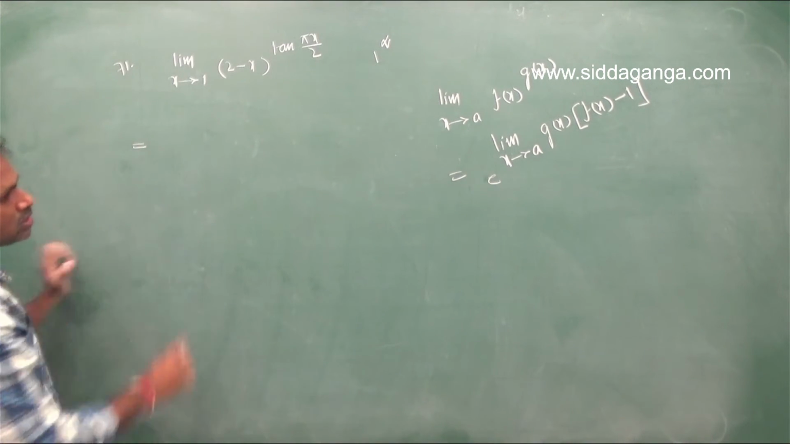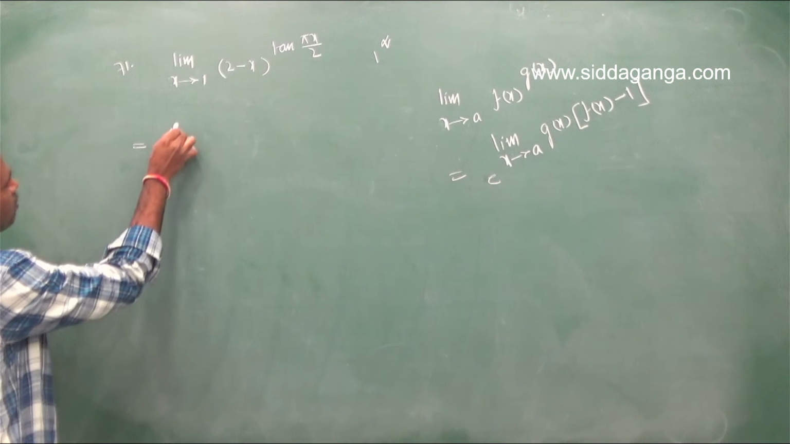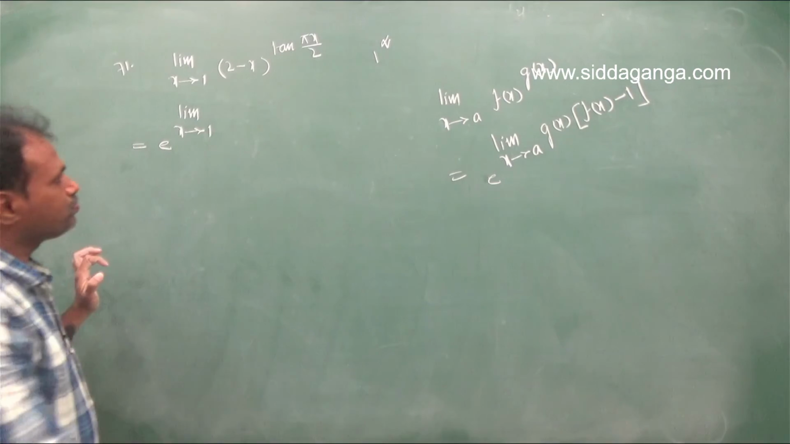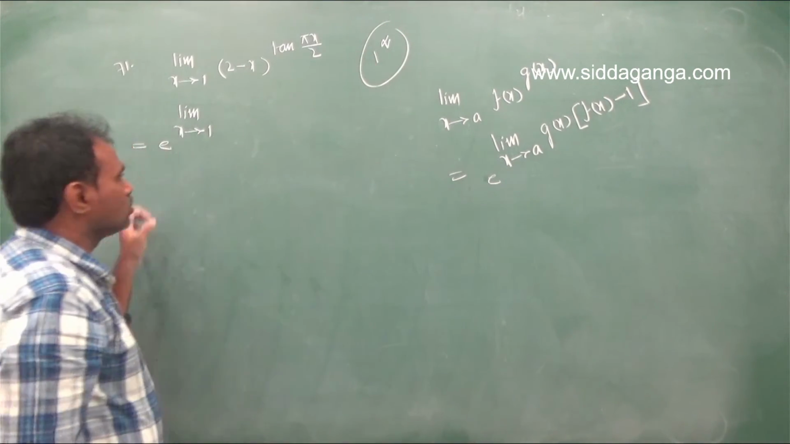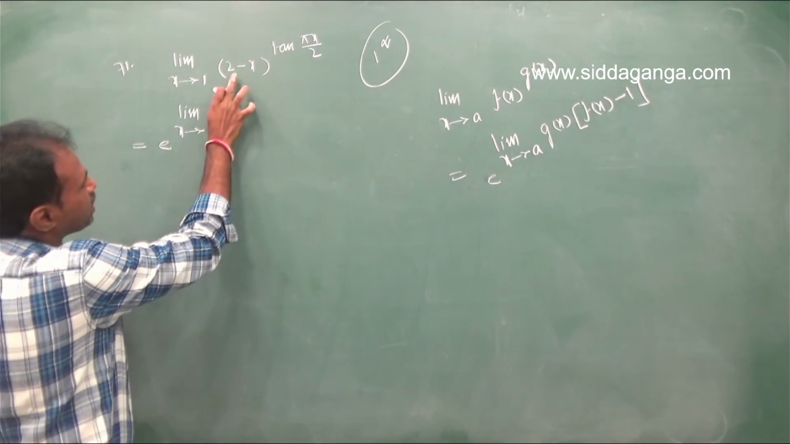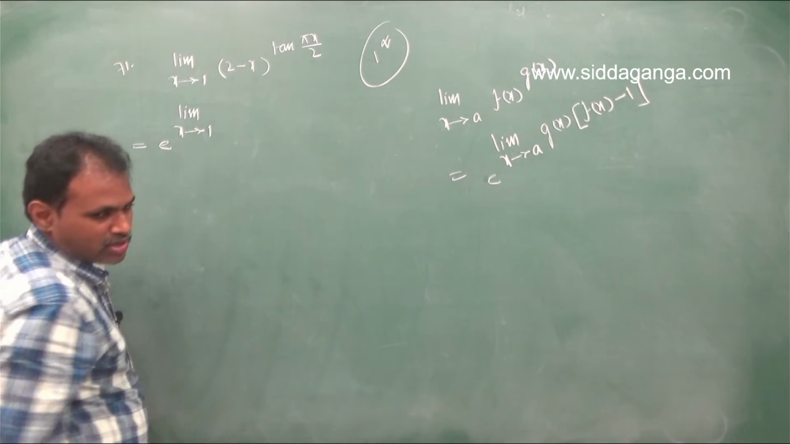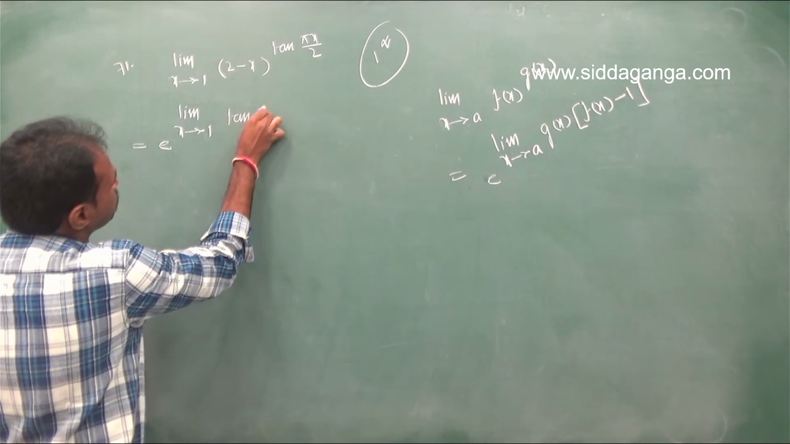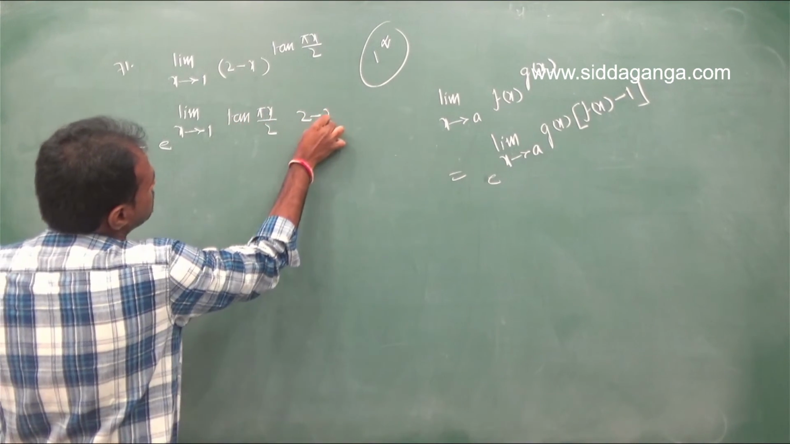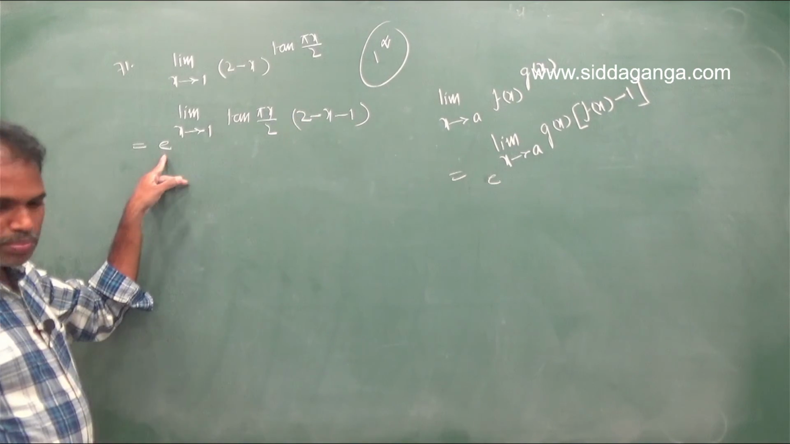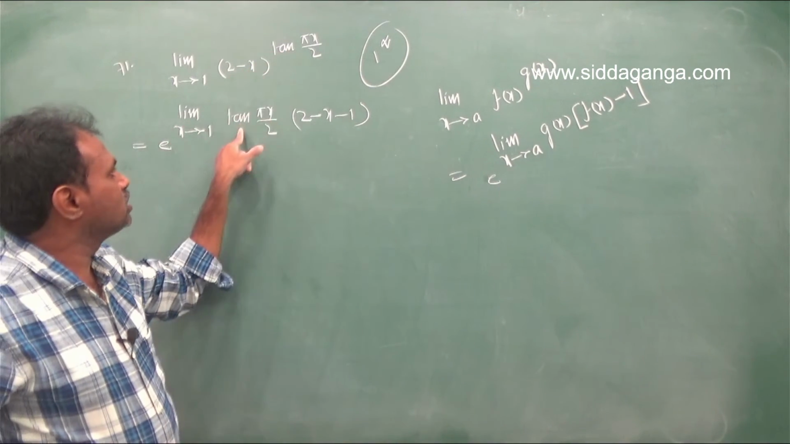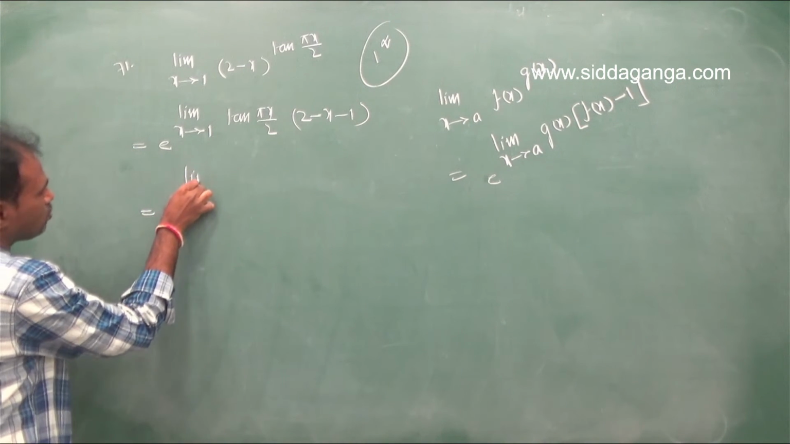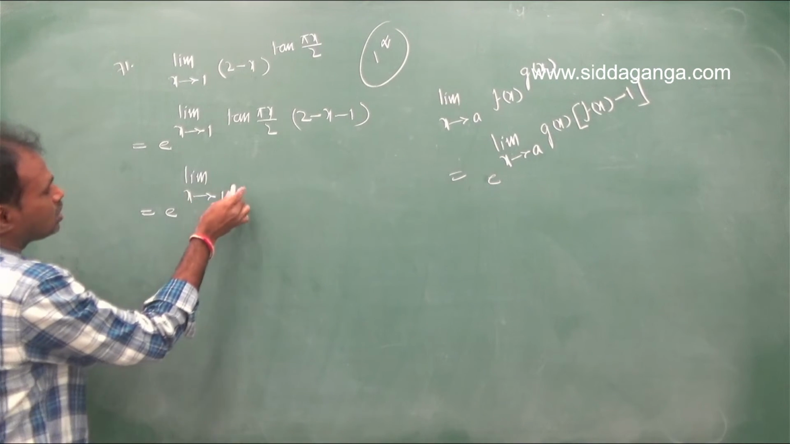Therefore, you can apply this formula here: e power limit x tends to 1, g of x into f of x minus 1. Here f of x is 2 minus x, and g of x is tan of pi x by 2. Therefore, it is equal to e power limit x tends to 1, tan of pi x by 2 into (2 minus x minus 1).